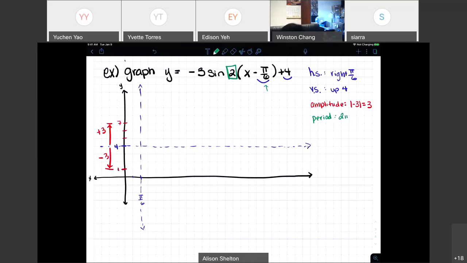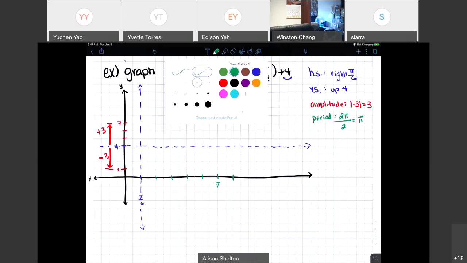So a period is 2 pi divided by B. Oh wait, now I'm writing the wrong thing. B is 2, so 2 pi divided by 2, so 1 period is pi. Okay, so if this is pi over 6, 1, 2, 3, 4, 5, 6, this must be where pi is. And then one more for a complete period, because we shifted right pi over 6.